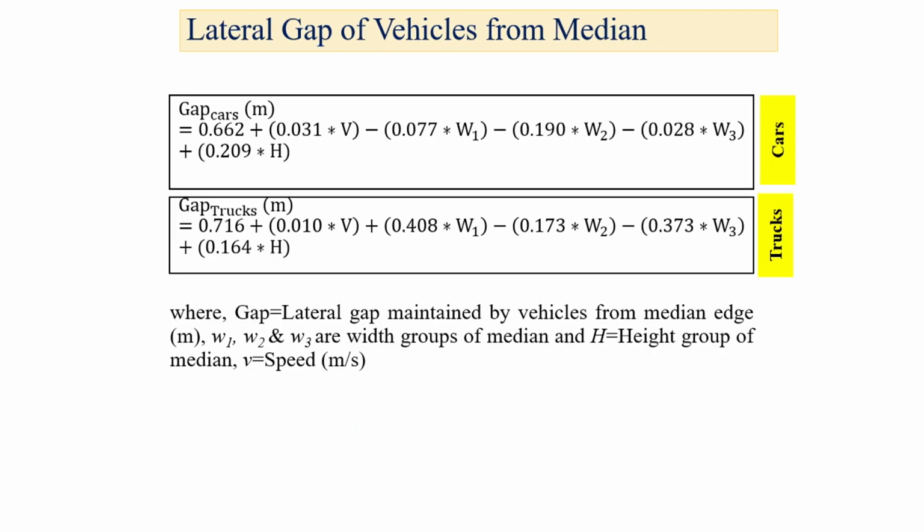So then, for different types, we try to develop the relationship based on the median weight, the height of the median, the vehicle type and vehicle speed. So you can develop the relationship. Here the relationship is not that important, the process is more important, so we will not be discussing the relationship here.